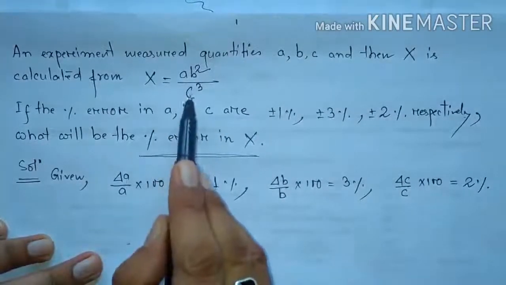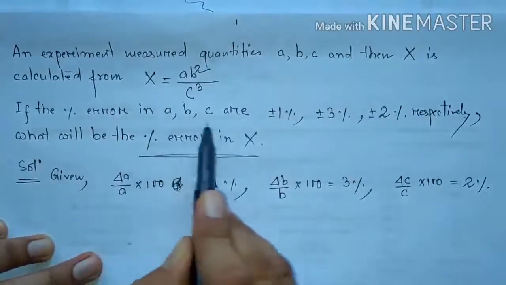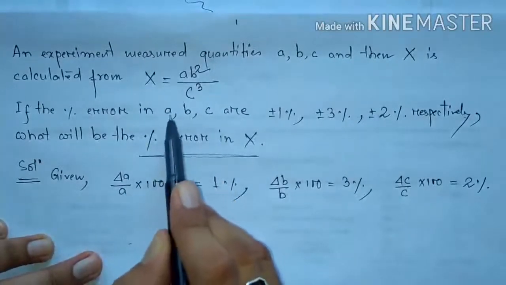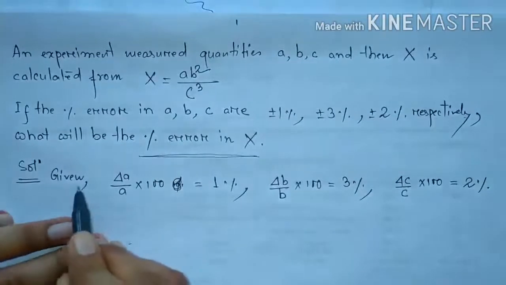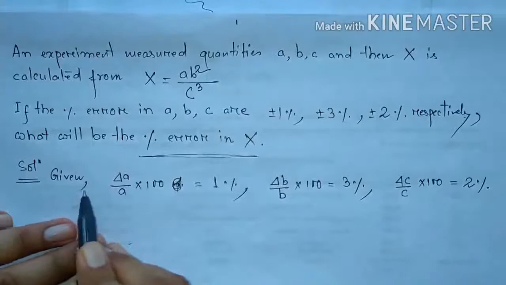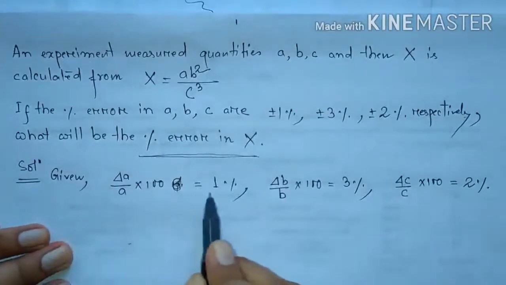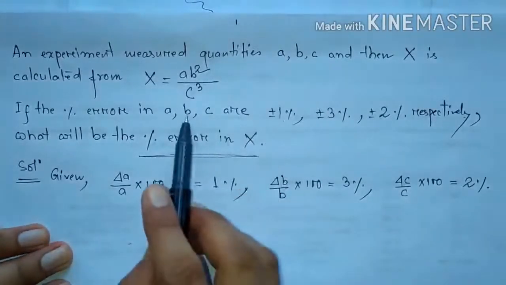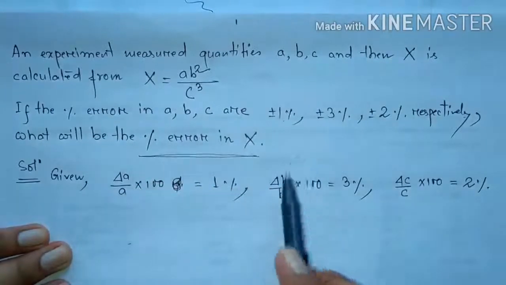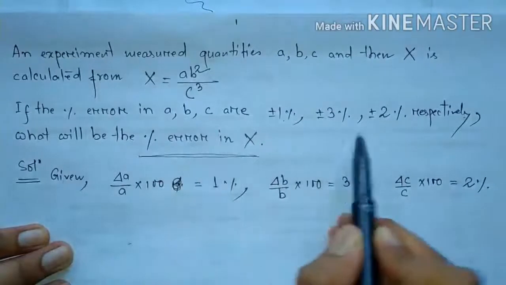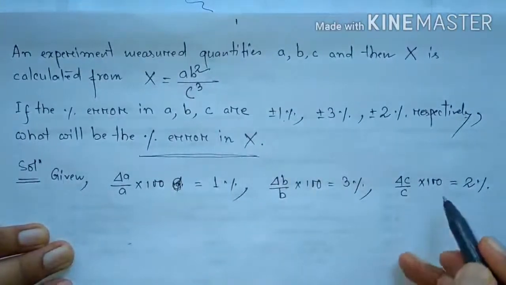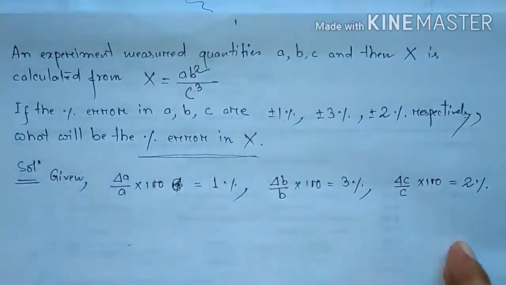The expression of x is given, with percentage errors in A, B, C. Now we know if we have a quantity A, then the percentage error in A will be delta A by A into 100. So I have written "given," that means these are already supplied to us. Given delta A by A into 100 is equal to 1%. Percentage error in B is 3%, that means delta B by B into 100 is 3%. Percentage error in C is 2%, that means delta C by C into 100 is equal to 2%. So these are the things already given to us.